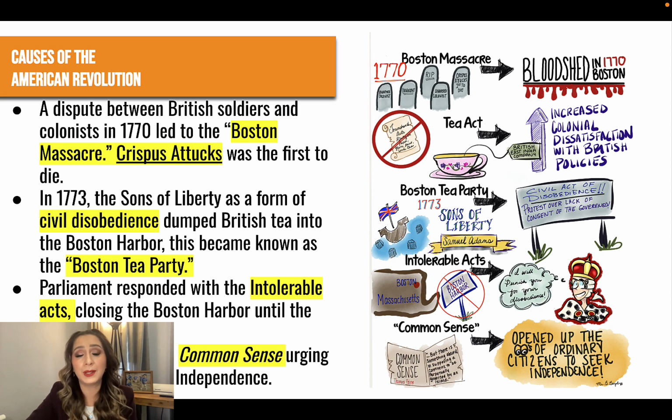So Parliament responded with the Intolerable Acts. And the Intolerable Acts were a series of policies, of rules, saying we're going to close the Boston Harbor until you pay for the tea. They enforced the Quartering Act. They dissolved all the representative assemblies. And any British soldier who committed a crime in the 13 colonies would not be tried there. They'd be tried in England, which wasn't fair. People like Thomas Paine wrote Common Sense, urging the colonies to start thinking about independence. He really opened up the eyes of ordinary people to fight for independence.